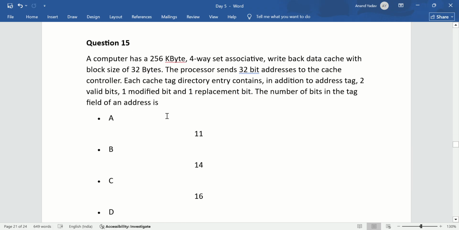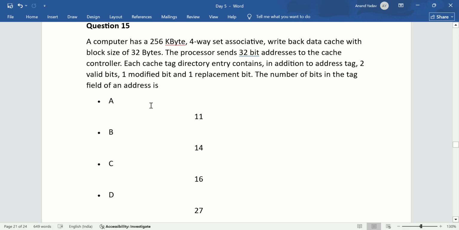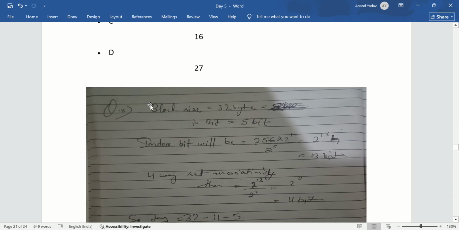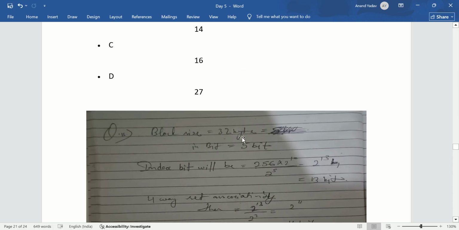Now next one is, a computer has a 256 kilobyte four-way set associative write back data cache with block size 32 bytes. The processor sends a 32-bit address to the cache. The tag directory entry contains, in addition to the address tag, a valid bit, one modified bit, and one replacement bit. So for this question I will solve by this way.